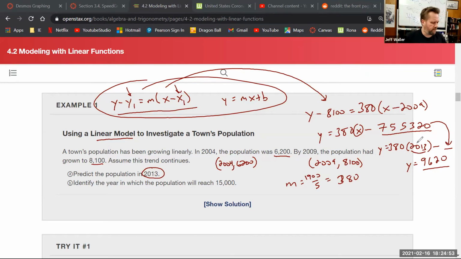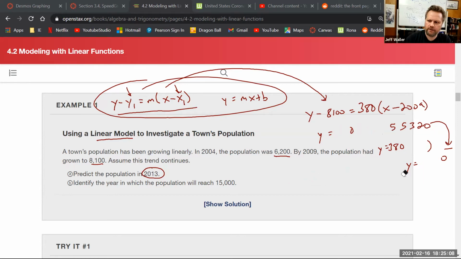Now let me do this because I hate this. Let me show you something much better. There's nothing wrong with this, it's just grosser than it has to be. So the slope doesn't change. I could have left that there. I'm going to back up a little bit.